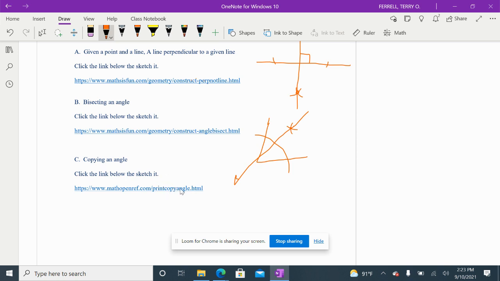Part C, I don't think that was going to be on the test, to be honest. But the main thing is be concerned with these. If you see this marking, that's a perpendicular line. Part B is going to be bisecting an angle. But for part C, just click on it, go there, and draw it out. And when you see those marks, that's going to be copying an angle.